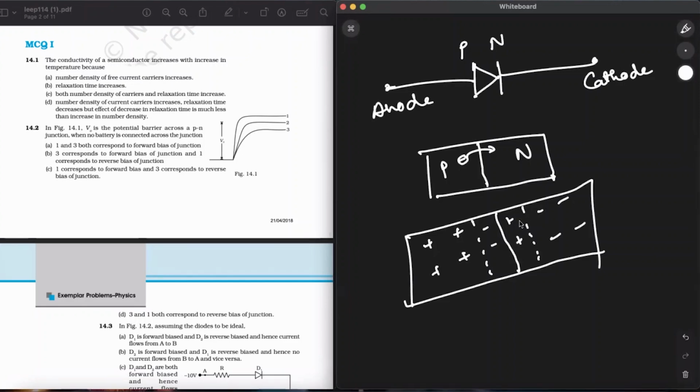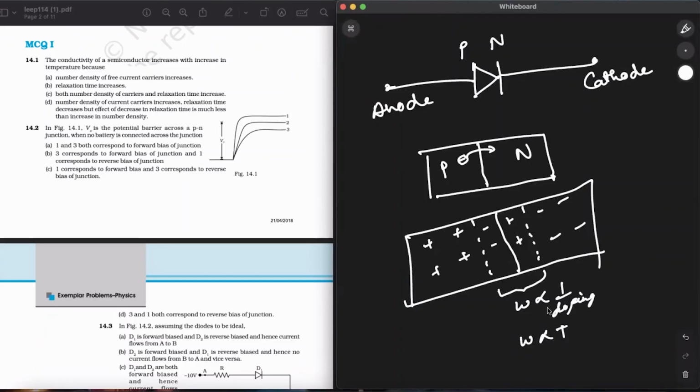Okay, so the width of this depletion layer, W, is inversely proportional to the doping. This depletion width W is also directly proportional to temperature. That is also important. It is directly proportional to temperature.